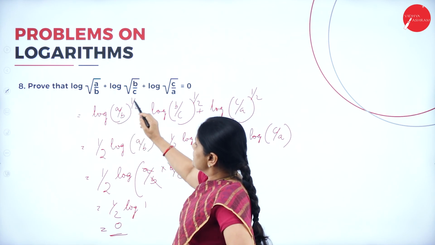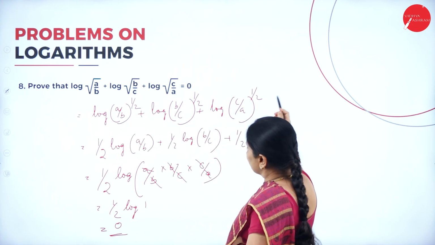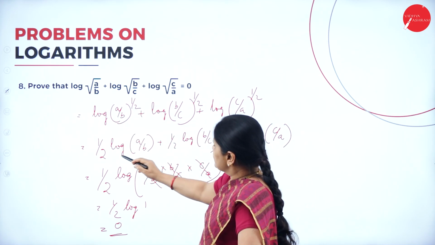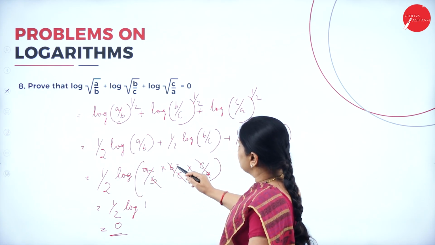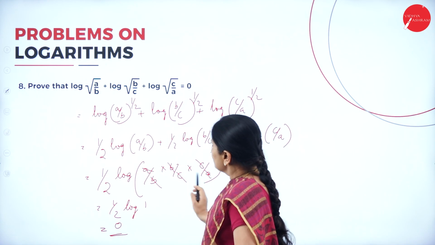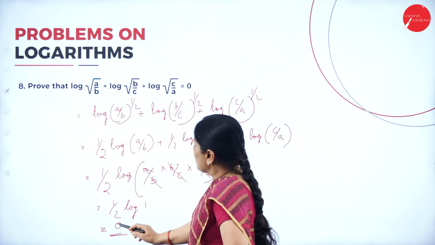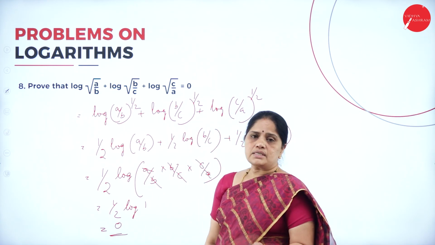So you raise all the values to the power half. Then you bring it this side. So when you bring it this side, this will be half of log a by b into b by c into c by a. So everything gets cancelled. So log 1, that is equal to 0.